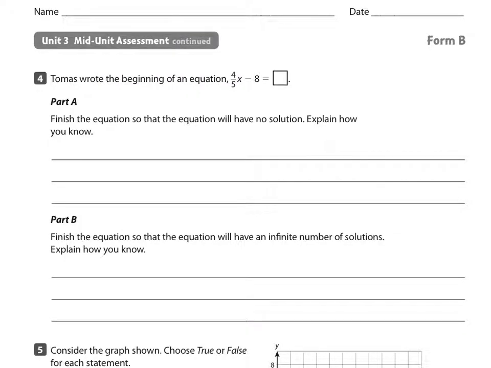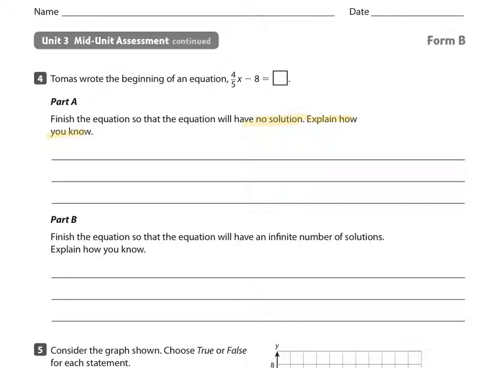Number 4 says, Thomas wrote the beginning of the equation 4/5x minus 8 equals, and there's a blank box. For part A, it says, finish the equation so the equation will have no solution. Okay, so let's highlight that part. We want a no solution. Explain how you know that.